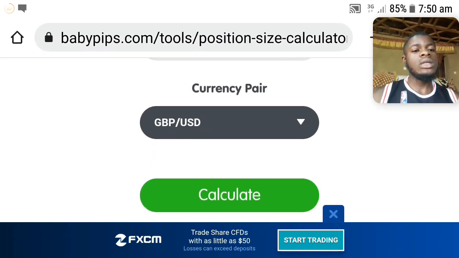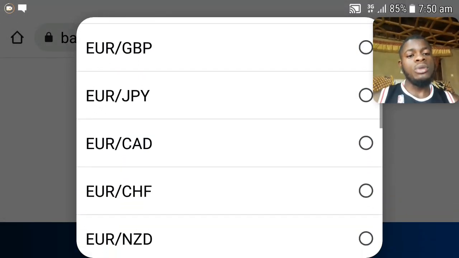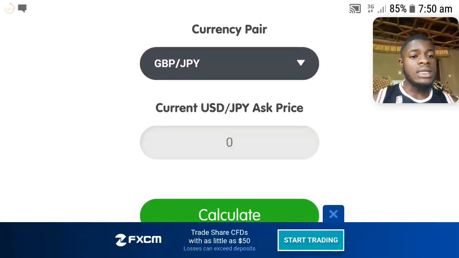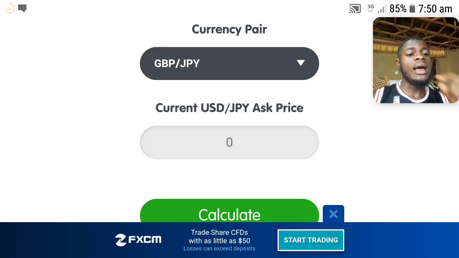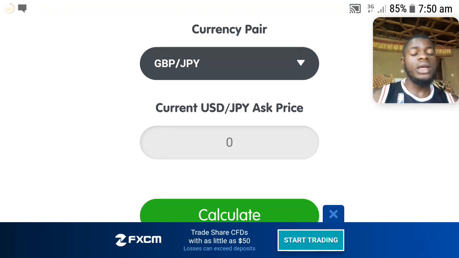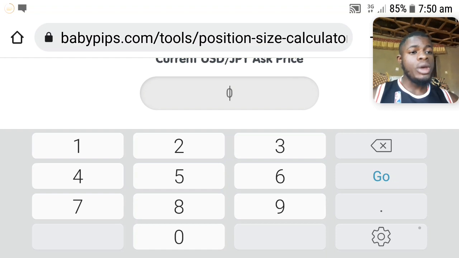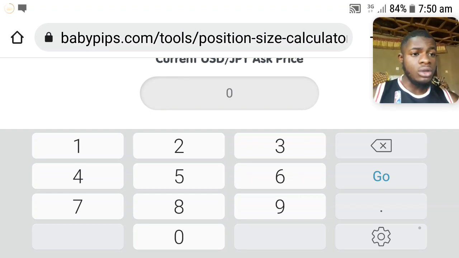Take for instance, you wanted to risk on another pair like GJ, GBP/JPY. You are risking on GJ. They're still going to ask you the same thing again. The currency is USD and the JPY ask price. A lot of people ask me about this. What you have to do here is copy the exact current floating price on the currency pair you're about to trade. Copy the exact price which is floating. It might not be stable, but just copy the price that is around that range, and then put that number in here.